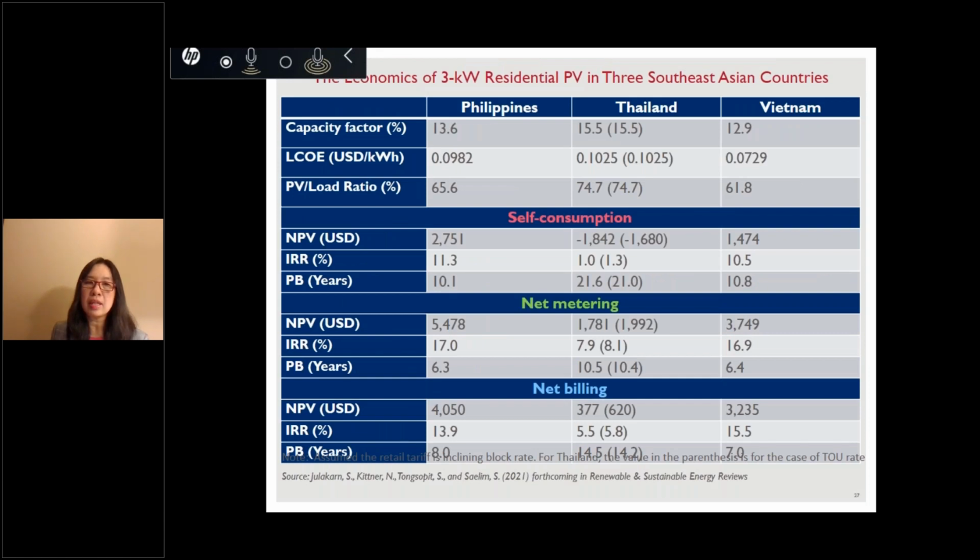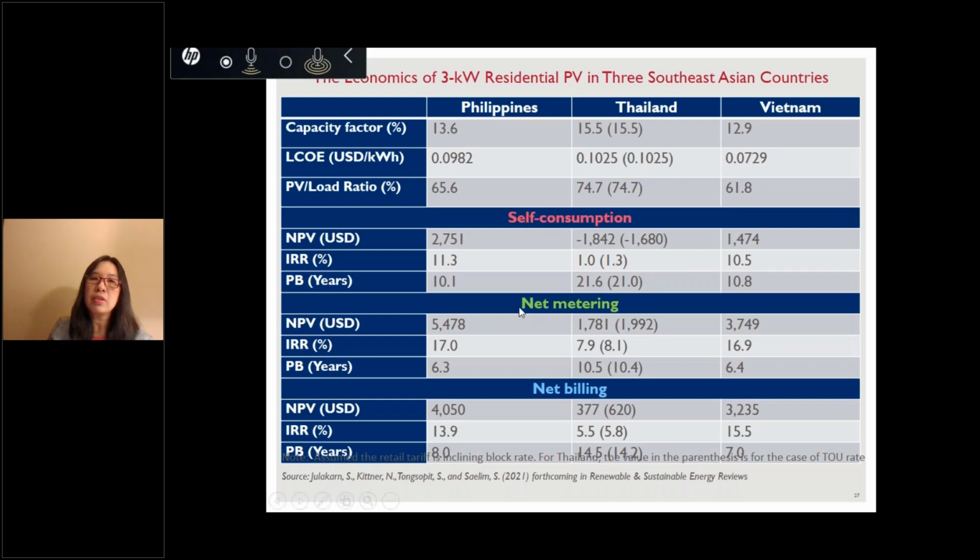This is based on a forthcoming paper on the comparison of customer economics of distributed PV investment in three countries. And we compare self-consumption scheme, net metering, and net billing. Self-consumption meaning that the electricity from PV system is used for self-consumption only, and there's no compensation for export.